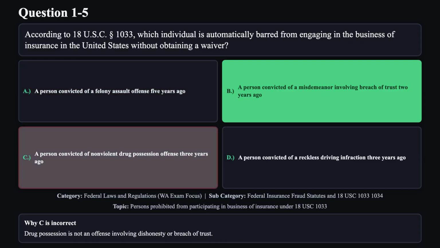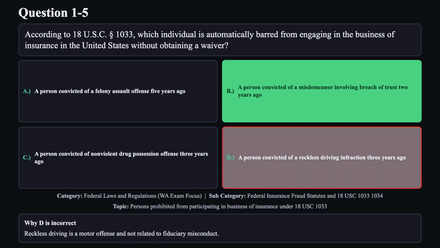Reason C is not correct. Drug possession is not an offense involving dishonesty or breach of trust. Reason D is not correct. Reckless driving is a motor offense and not related to fiduciary misconduct.